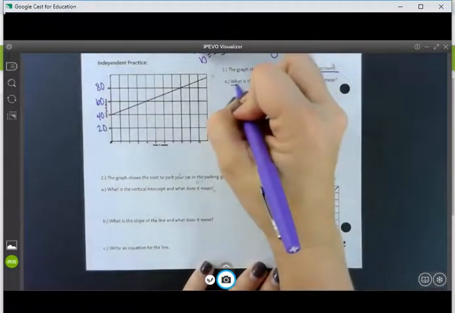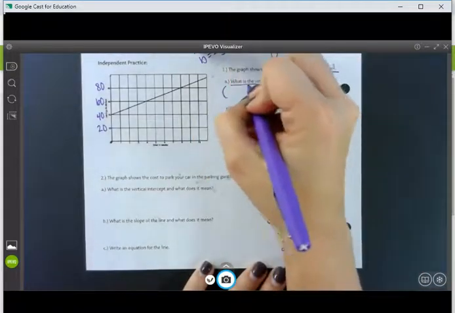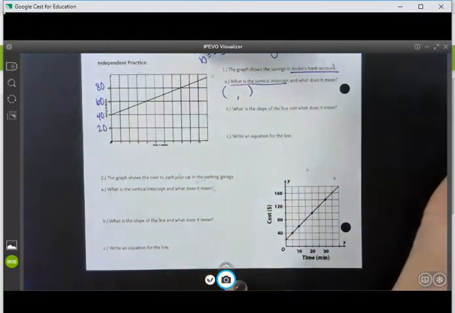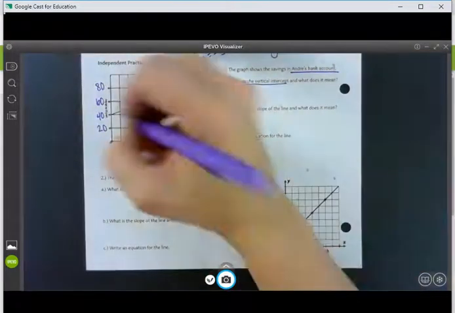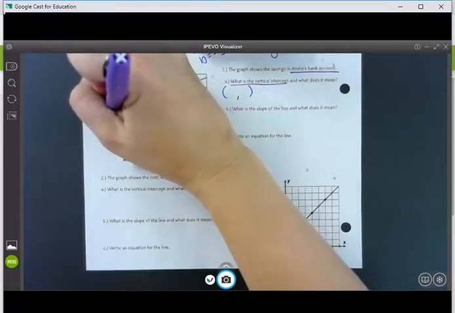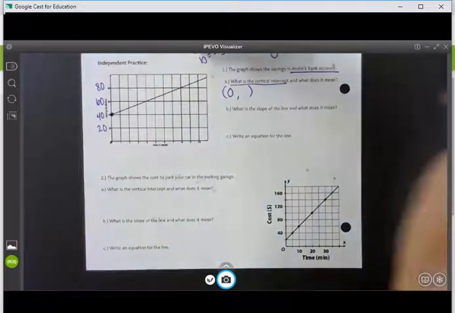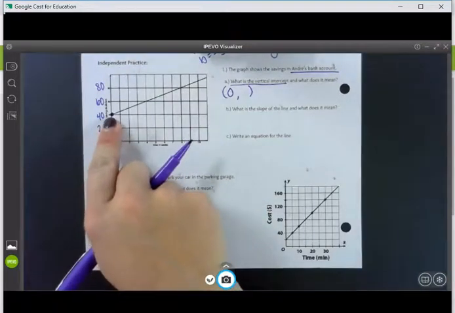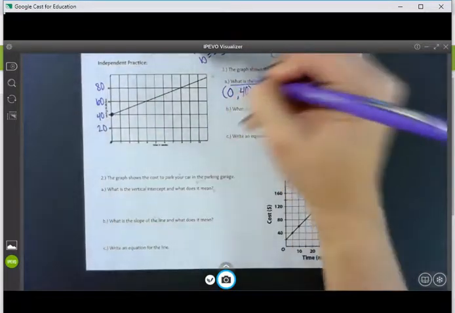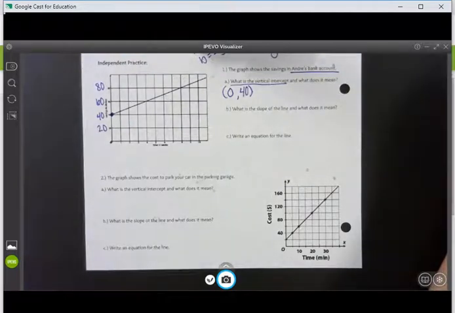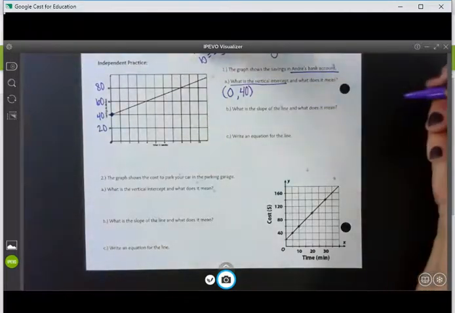So when they ask, what is the vertical intercept? We tested over this last week, so remember it has to be written as an ordered pair. The vertical intercept is right here. Remember the x value is always going to be a 0, and then it hits the y-axis at 40. You should be able to tell what that means.